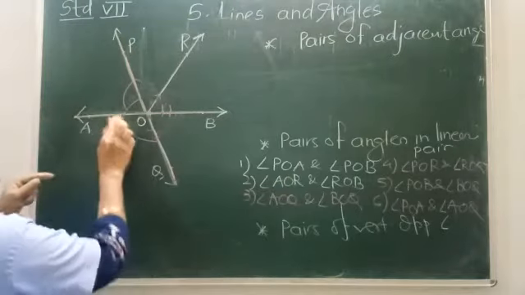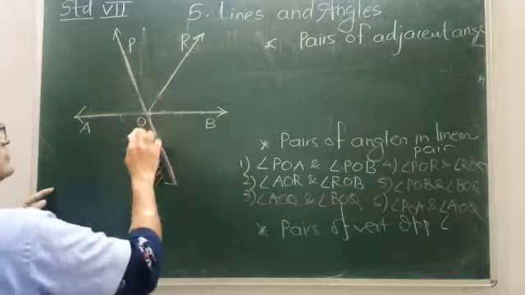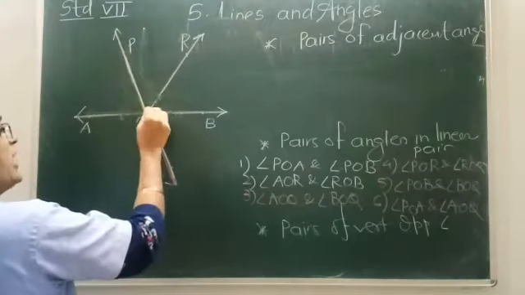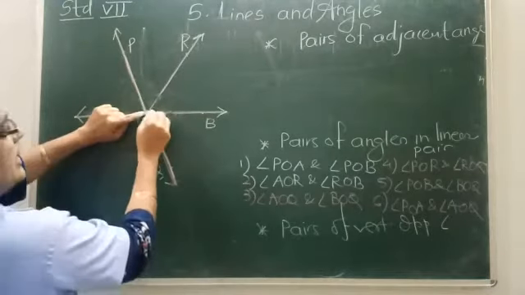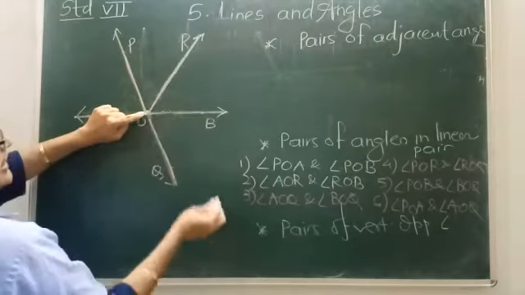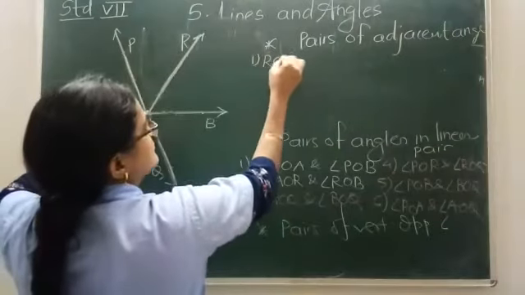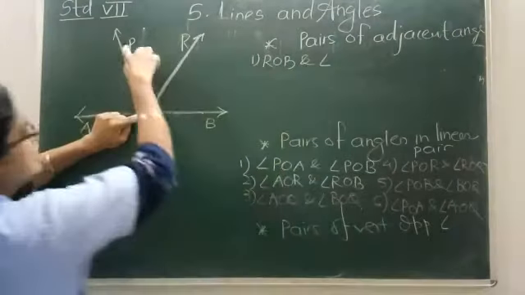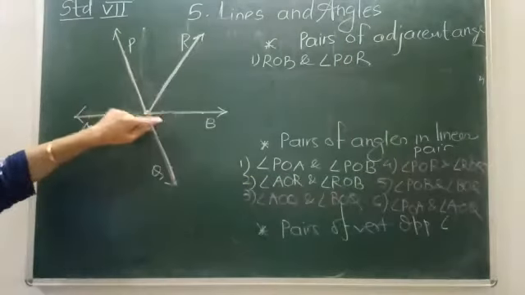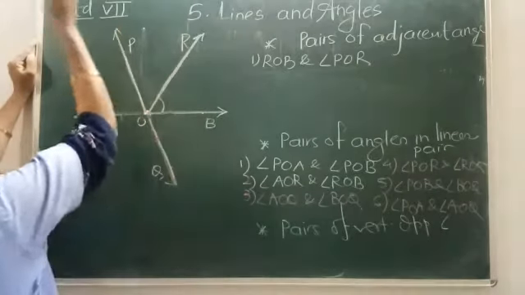Now adjacent angles. See, adjacent angles means what? They should have one vertex common and one arm common. Now if I consider this as a common arm, then can I say the first pair, ROB and POR, are adjacent angles? ROB, vertex is common, one arm is common, and interiors are disjoint.